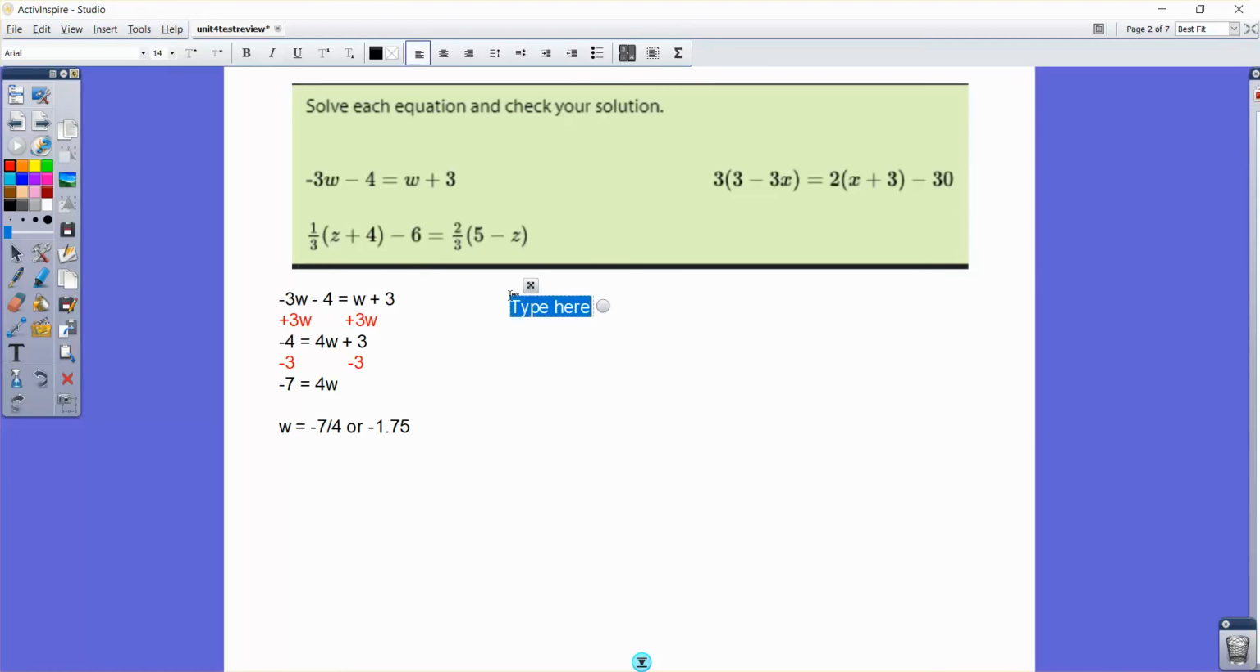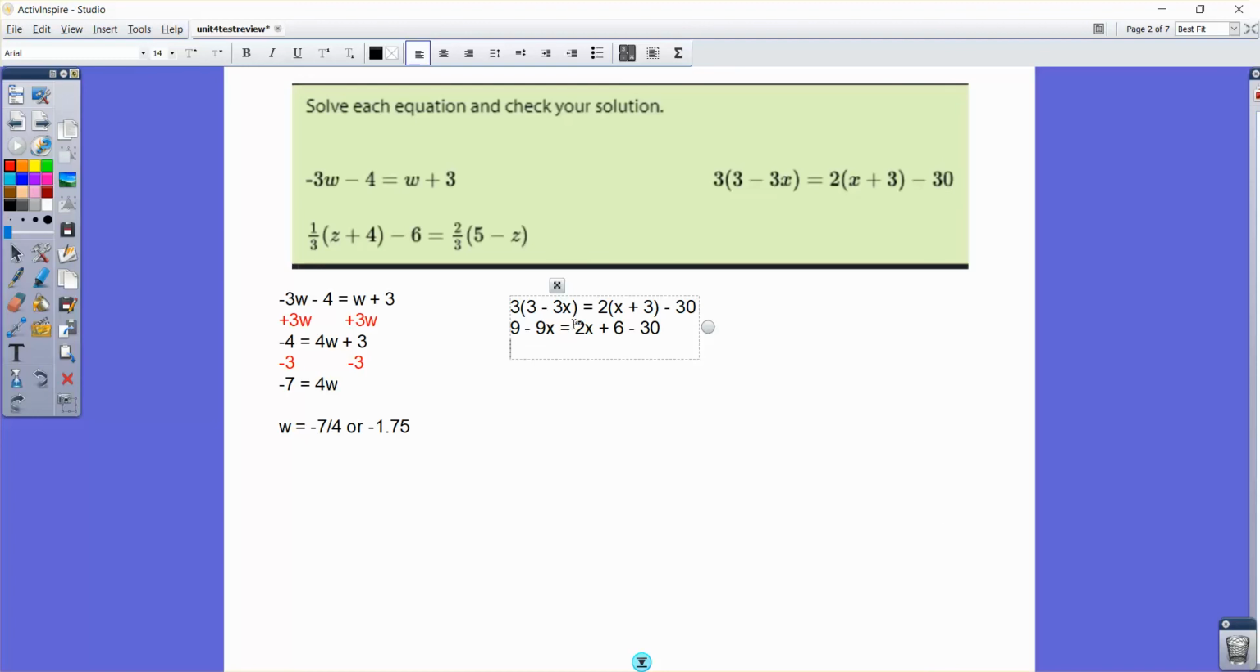Our next equation is 3 times (3 minus 3x) equals 2 times (x plus 3) minus 30. With this equation, we're going to want to do some distribution first. On the left side, 3 times 3 is 9, and then 3 times 3x is 9x, and we're going to subtract it, so 9 minus 9x. On the right side, 2 times x is 2x, 2 times 3 is 6, and then we have this minus 30 on the outside. And then we're going to simplify that now.